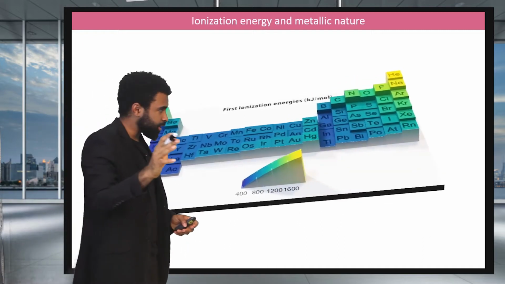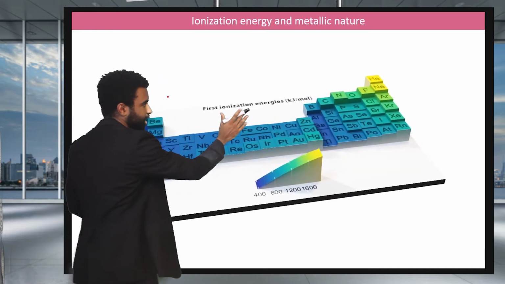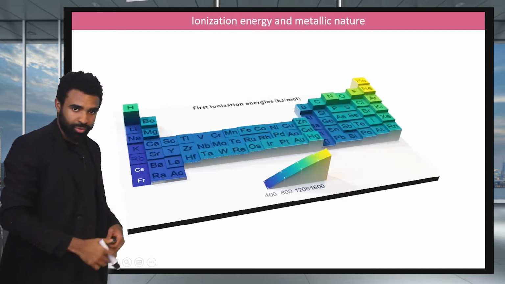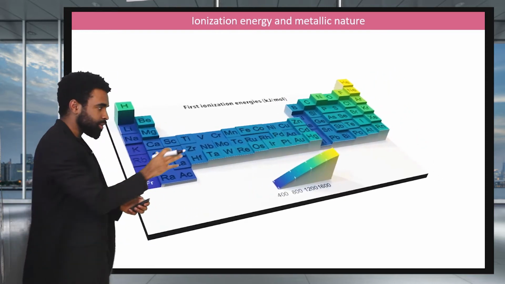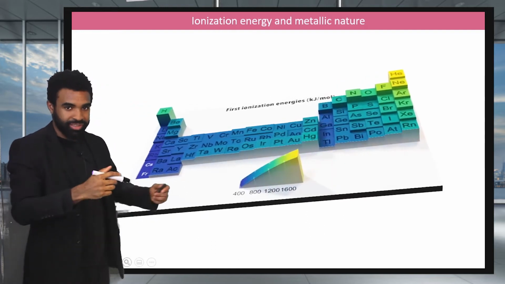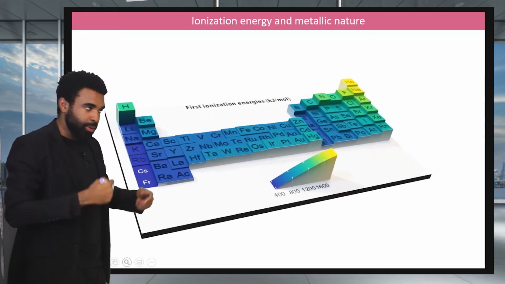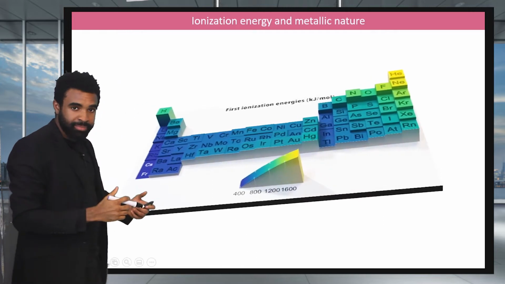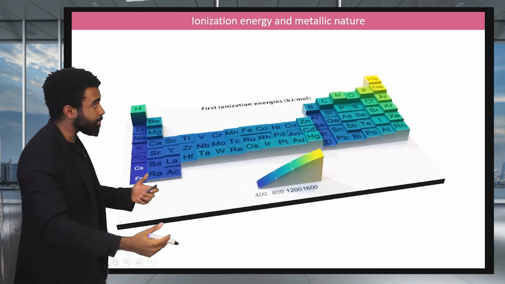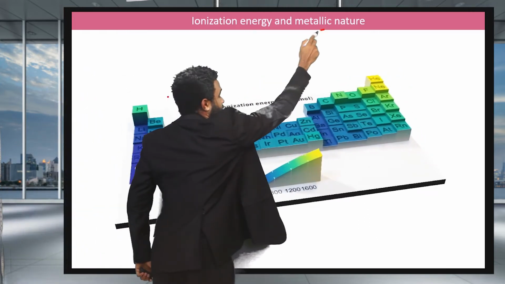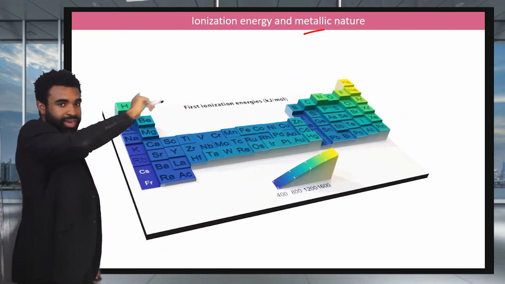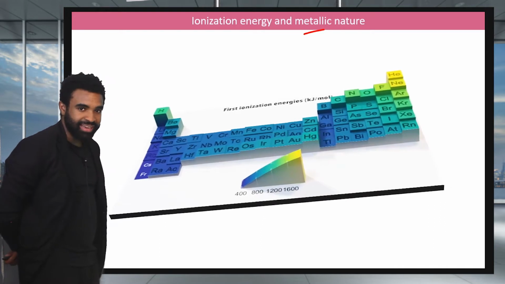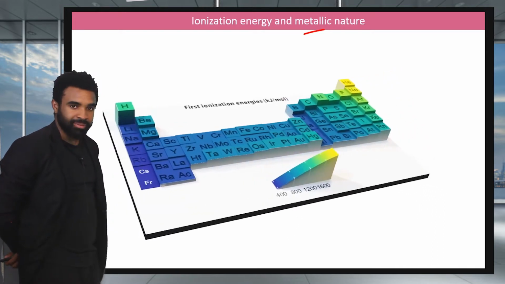In a previous video, I had introduced you to the concept of ionization energy. We defined it as the amount of energy required to liberate an electron from an atom, or a gaseous atom to be precise. Now, it turns out that the ionization energies of elements give us a good way of describing whether or not those elements are metallic. So in this video, we're going to look at this relationship between ionization energy and the metallic nature of different elements. So let's get started.